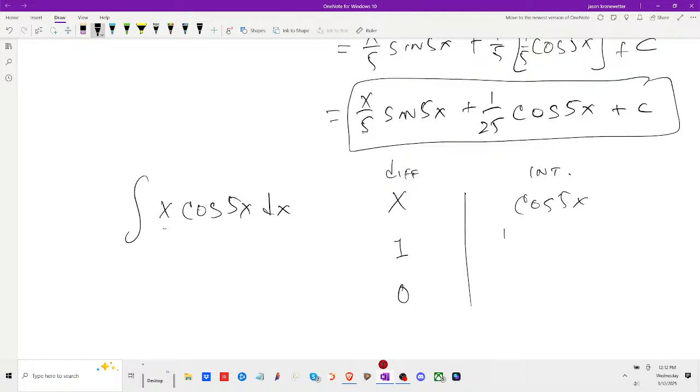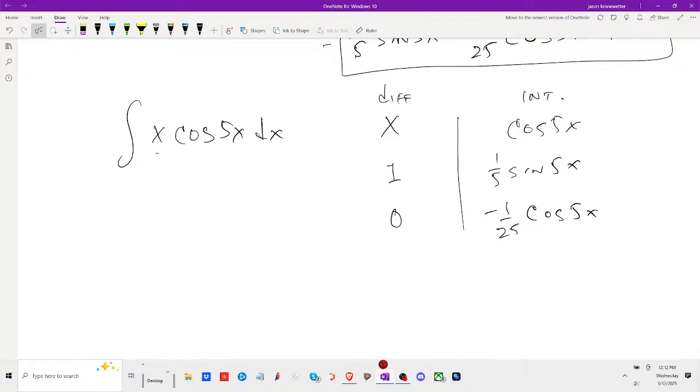The antiderivative of cosine 5x is 1/5 sine 5x. And the antiderivative of 1/5 sine 5x is negative 1/25 cosine 5x. Remember, the thing whose derivative is sine 5x is cosine 5x with a minus. But because of the 5x, you need an extra 1/5 out in front to compensate so that you get back to the original.